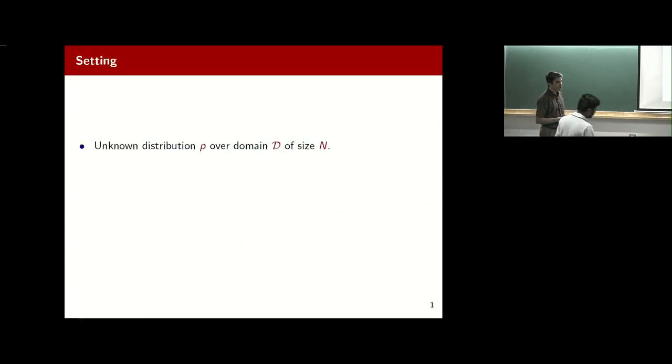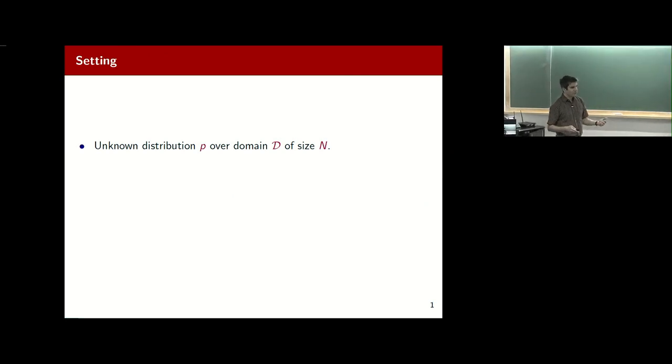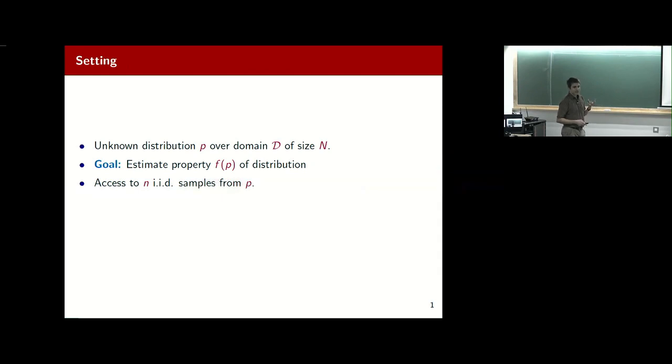Okay, so here's the setup. This is a problem where you have some unknown distribution over a domain of size n. So this is a discrete problem, and the goal is to estimate some property of this distribution. For example, you might want to know what's the entropy. Think about the entropy as one particular property, but there are a bunch of other properties. And what access do you have to the distribution? The assumption is that the access that you have is via samples. So you can draw samples from the distribution, you can look at them, and then based on that, you've got to announce some estimate of this property of interest.